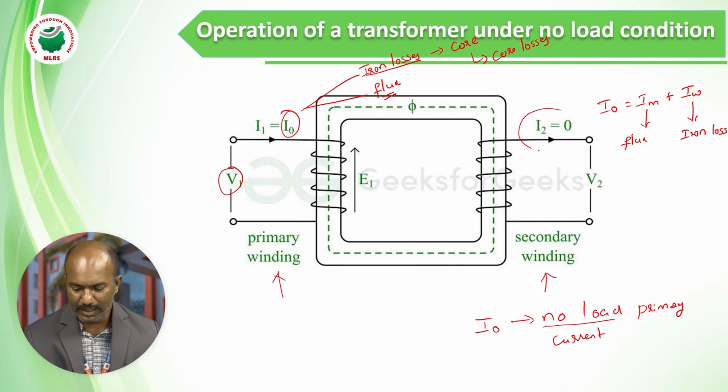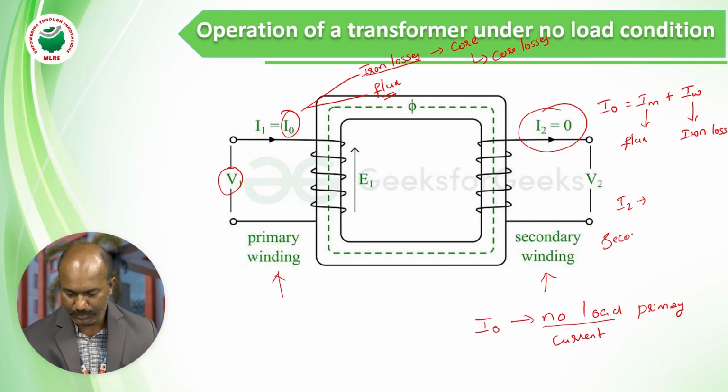Let me name the secondary winding current as I2. So I2 is equal to 0. Here I2 stands for the secondary winding current. So this is what happens when your secondary winding is not connected to any load.